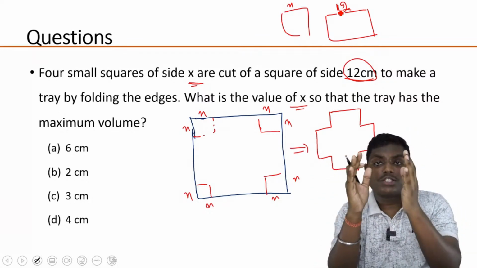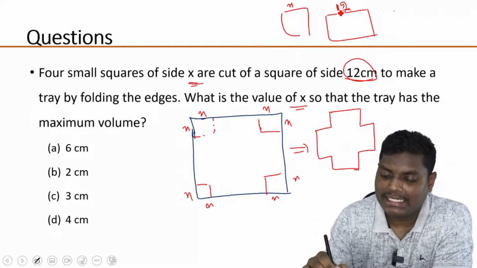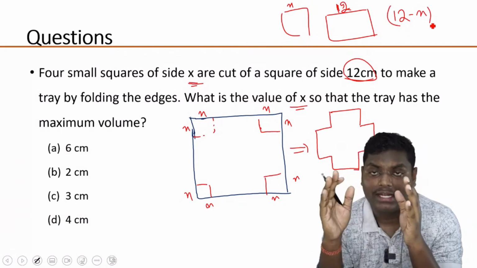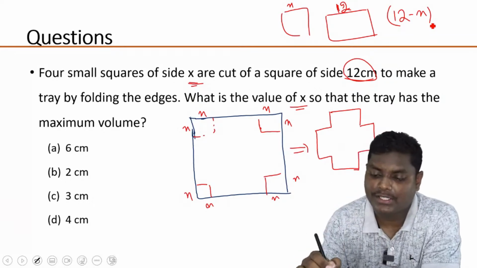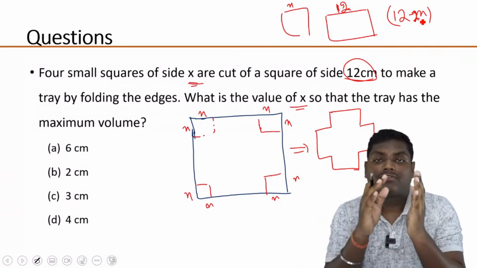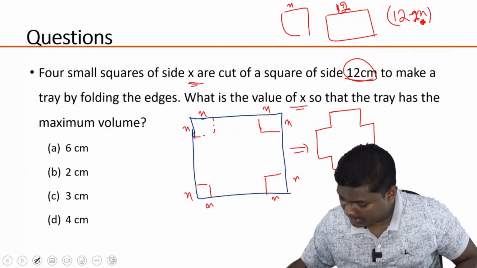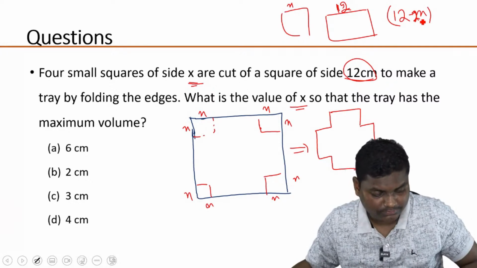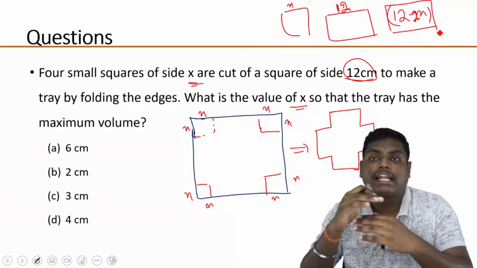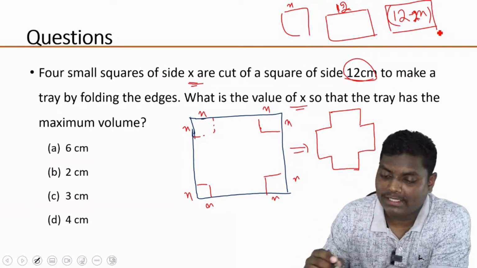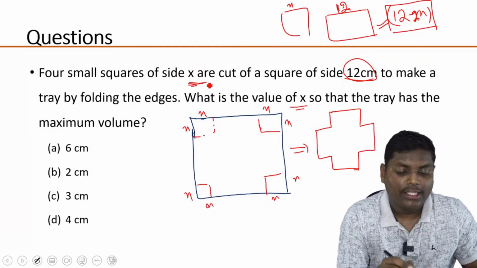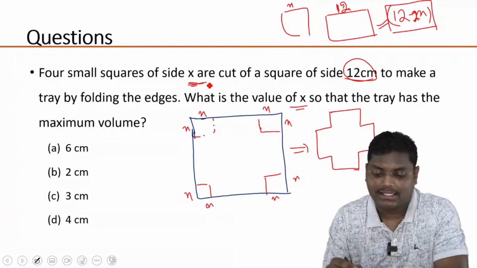now since we have cut 2 squares from the corner, so basically each side length would be reduced to 12 minus X. Yes or no? This square, the entire square, the dimension of each side will be reduced to 12 minus 2X, because from left side also X we have cut, from the right side also we have cut. Great. So the side of the square is reduced to 12 minus 2X.